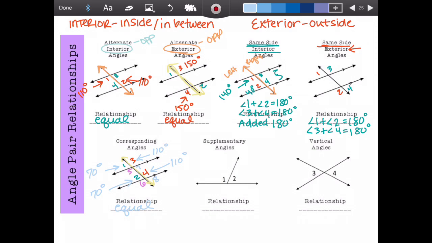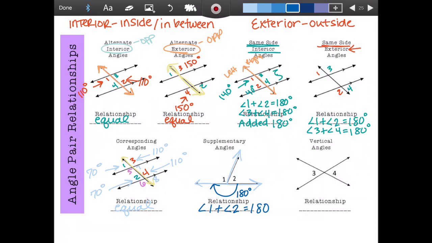Supplementary angles. Okay, so supplementary is where we have this straight line here, and it's cut in half into two angles. Their relationship is that angle 1 plus angle 2 is going to equal 180 degrees because this is a straight angle. Remember, a straight line is considered a straight angle and equals 180 degrees. So if you were to just cut that into two angles, if you add them together, they have to equal 180 because they're along that straight line.